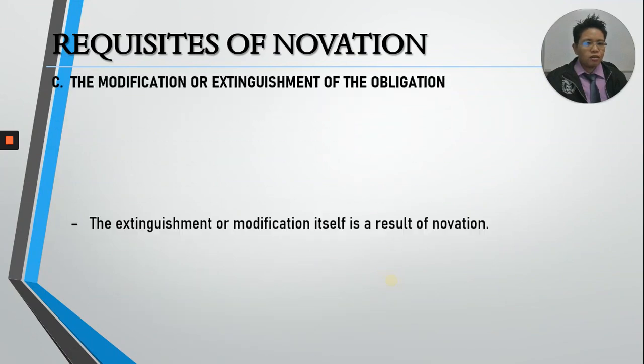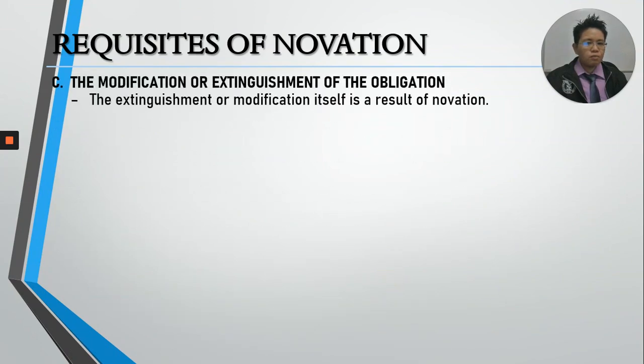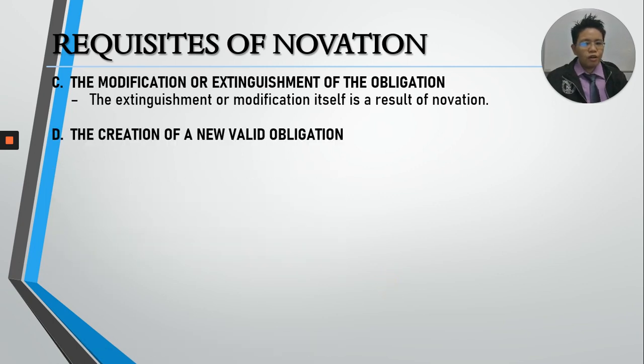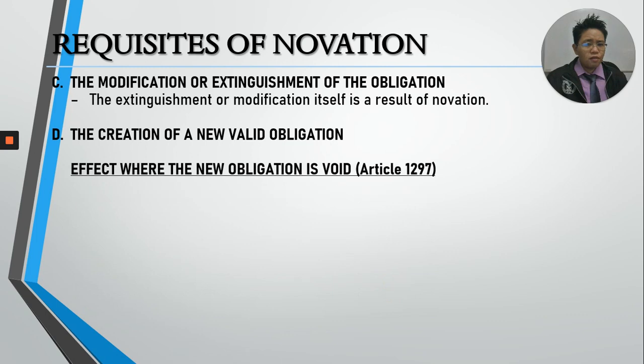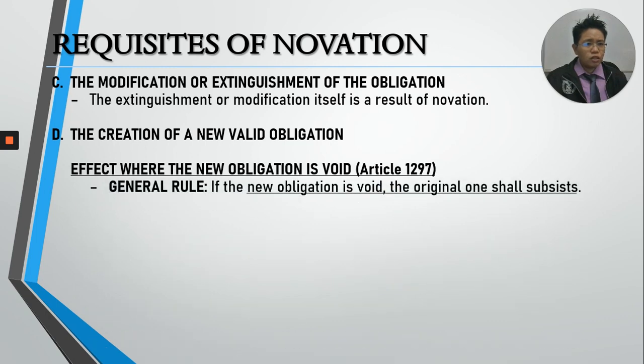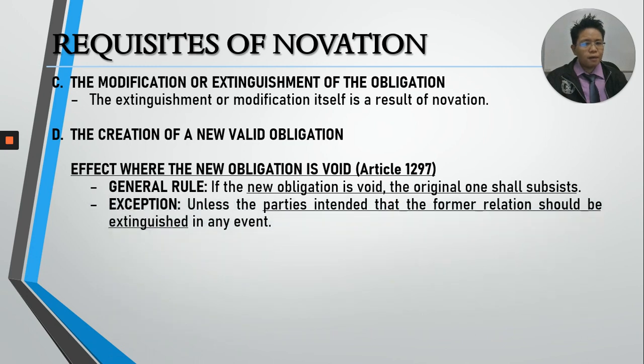Take note also of the third requisite, modification or extinguishment of the obligation, which is a result of the novation. And number 4, creation of a valid new obligation. Original obligation must be valid, new obligation must also be valid. Now, if the new obligation is void, 1297 will apply, original ones shall subsist. Now, the exception is that if the parties intended that the former original obligation should be extinguished in any event.